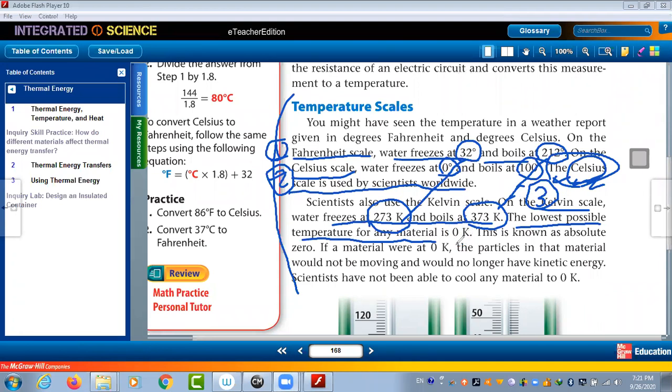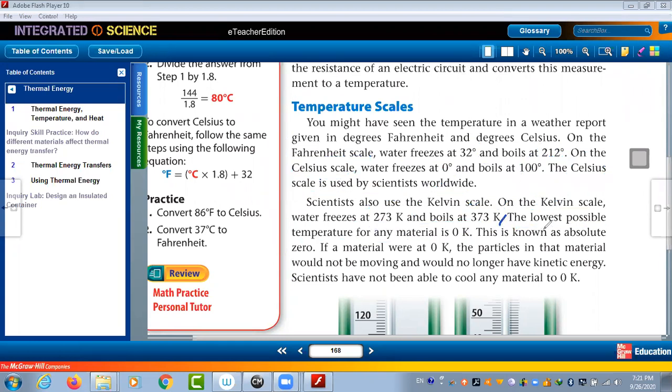Okay, again, for this point, let us clear all of this. What is the lowest possible temperature for any material that scientists could reach? It is not 0 Celsius. The lowest possible temperature for any material is 0 Kelvin. If I ask you, you have to say no, it is 0 Kelvin.